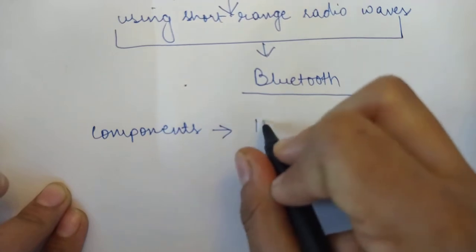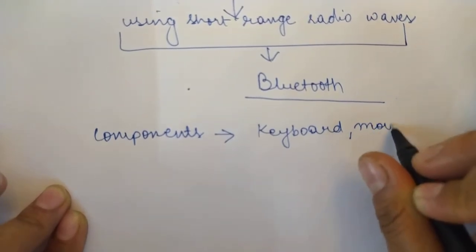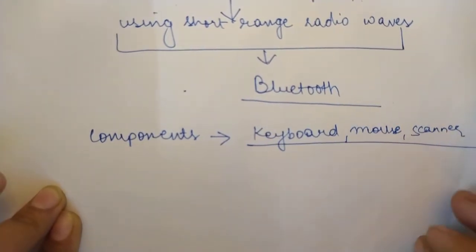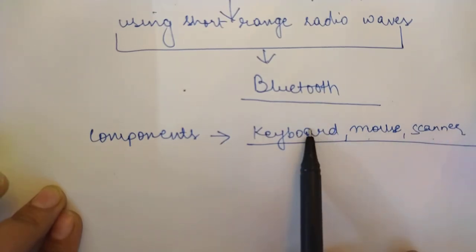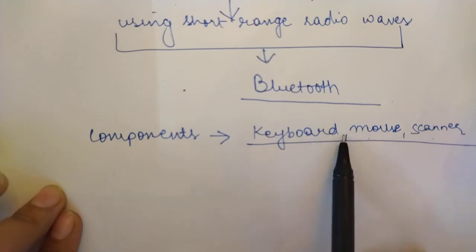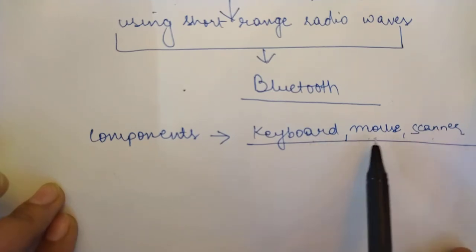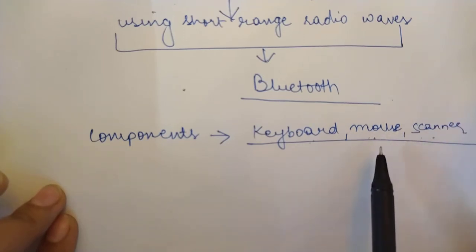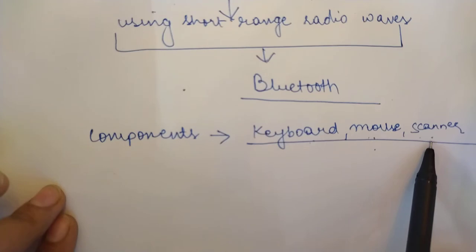These components include your keyboard, your mouse, your scanner, right? Now previously, if you must have seen earlier, the keyboard, the mouse and the scanner, all these components of the computer were connected to the main unit by cables. They all were connected to the main unit with the help of cables. For every separate component, there used to be a separate cable for the keyboard, a separate cable for the mouse, a separate cable for the scanner, and all these cables were then connected to the main unit. So this is how these components used to be connected to your computer earlier, right?